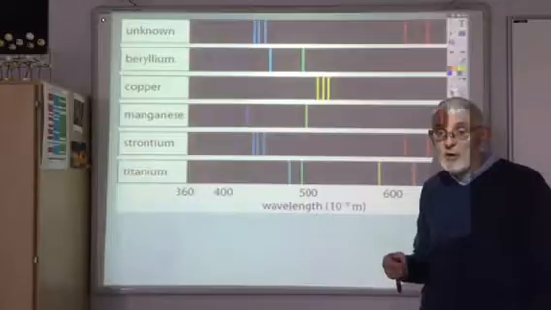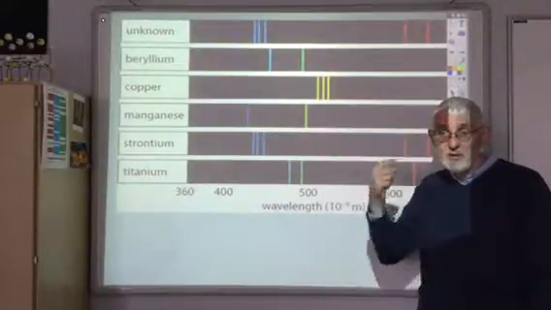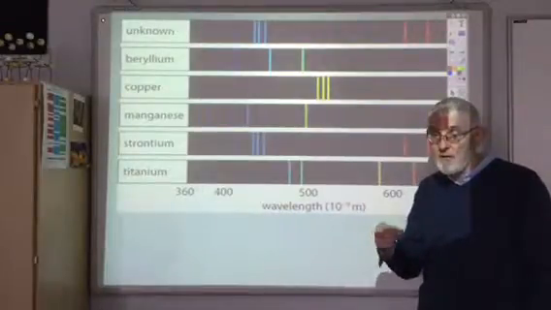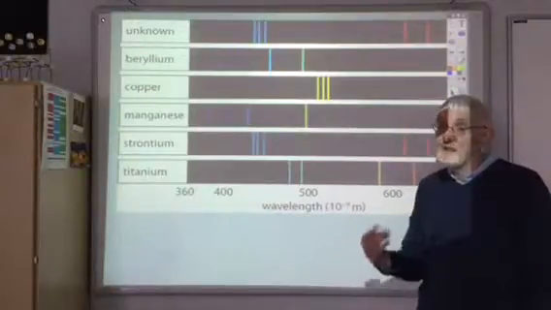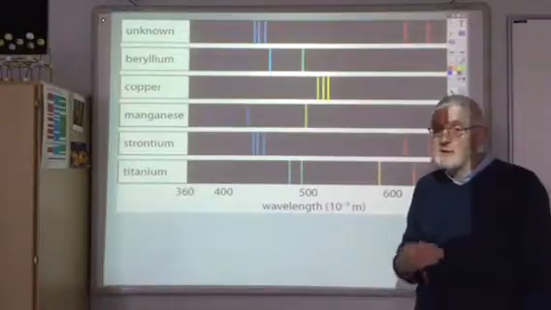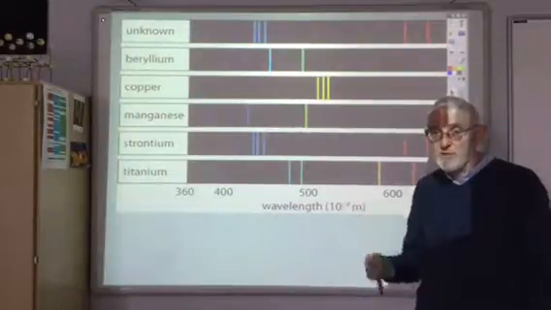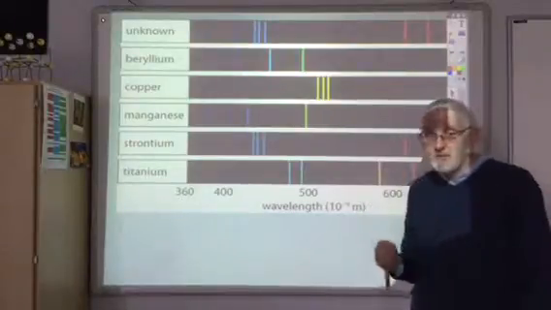So the scientists postulated that this was due to the presence of a new element, and he called it helium, from the Greek word for the sun, which is helios. Subsequently, helium was found on Earth, the atomic emission spectra measured, and he was proved to be correct. So, very powerful, atomic emission spectroscopy.